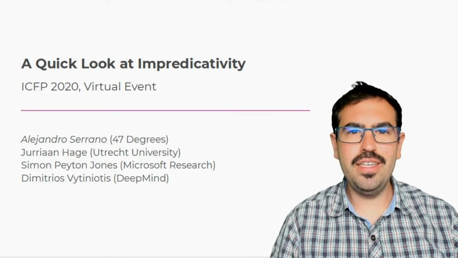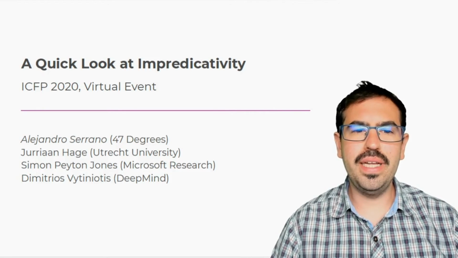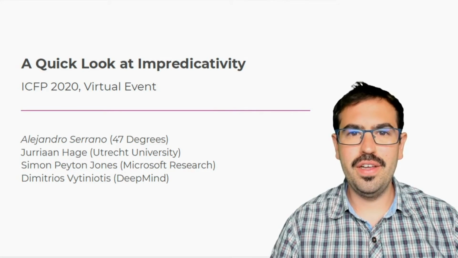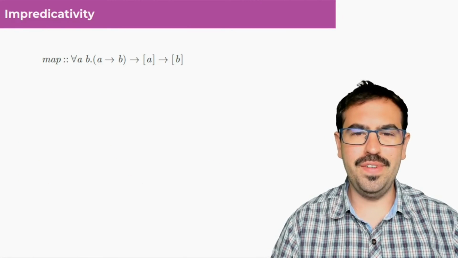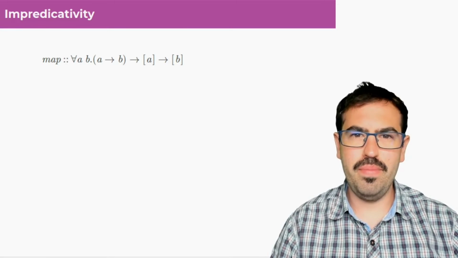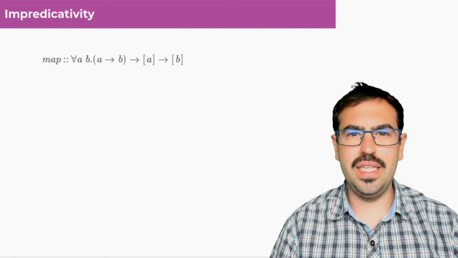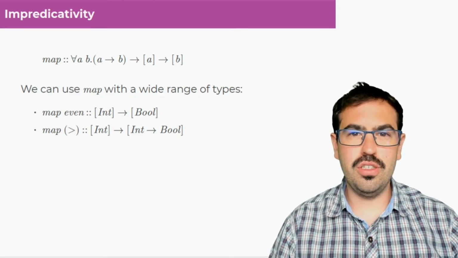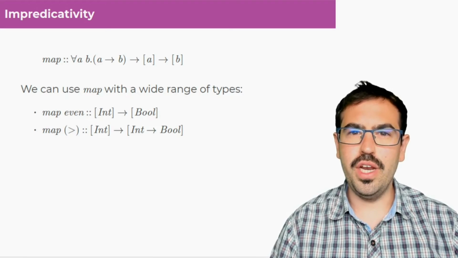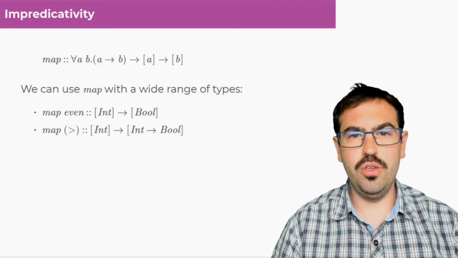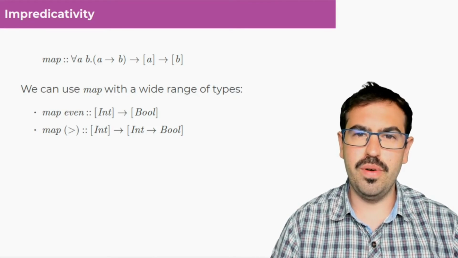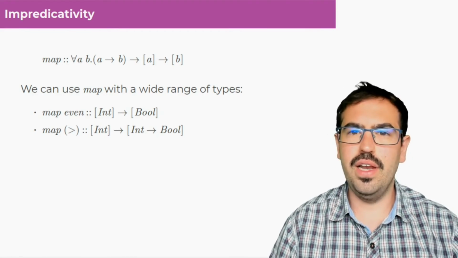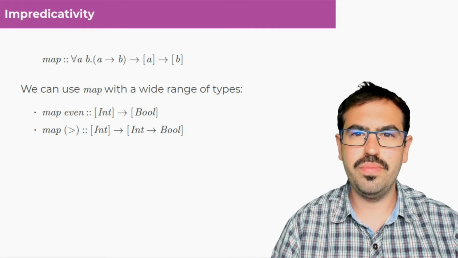Hi, I'm Alejandro. I'm going to talk to you about how we brought impredicativity into GHC. But first of all, what is impredicativity? Take a function like map. It has two type arguments and it takes a function and a list, and returns a list. Because this function is polymorphic, we can use map with a wide range of types. We can use map even and get a function from list of ints to list of bools, or we can have map of greater than and then we have a list of ints to a list of functions.